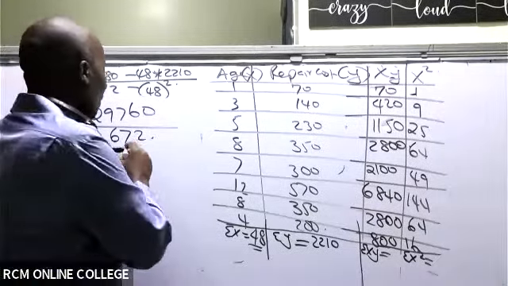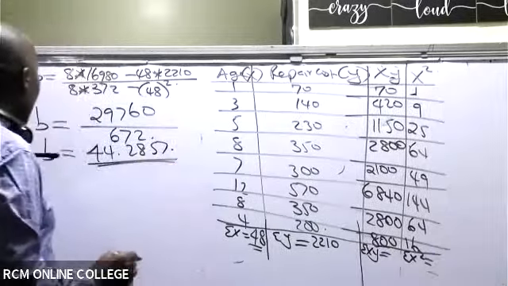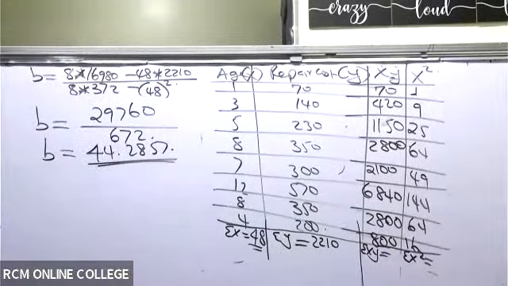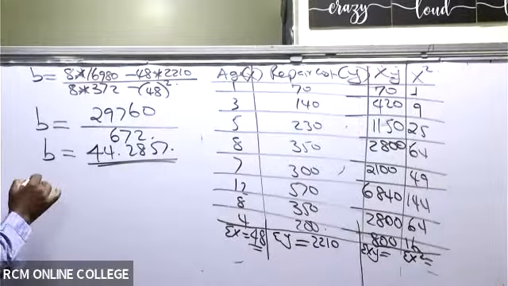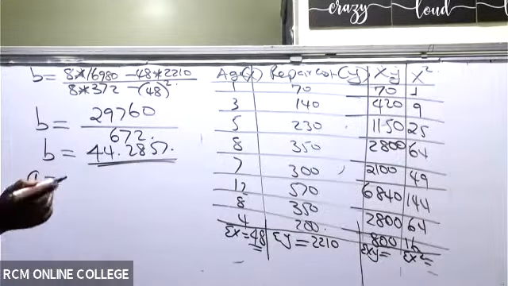44.2857. So this is the value of B. And once you now get the value of B, getting A is as easy as a walk in the park. When I'm walking in the park, that is the easiest thing ever to do.